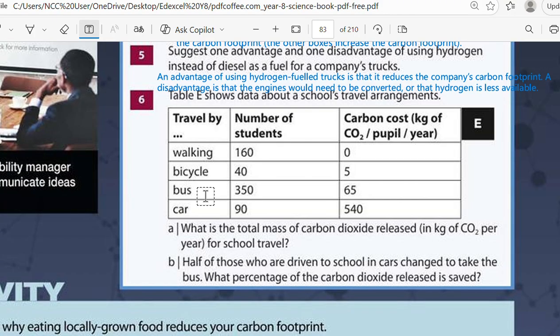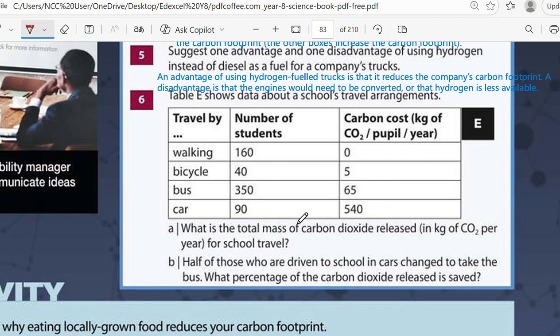Right, next part is table E shows data about a school's travel arrangements. So travel by walking, bicycle, bus and car. Number of students who are coming by these modes of traveling. Then the carbon cost. That means, how do you calculate this? This shows the kilograms of carbon dioxide per pupil per year, right? So for walking it's 0, bicycle it's 5, bus it's 65, and car it's 540.